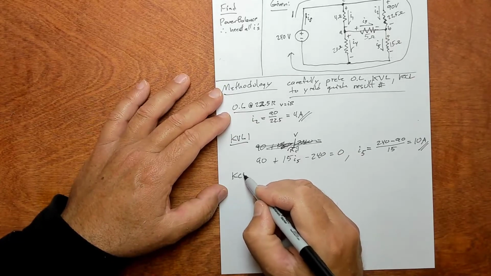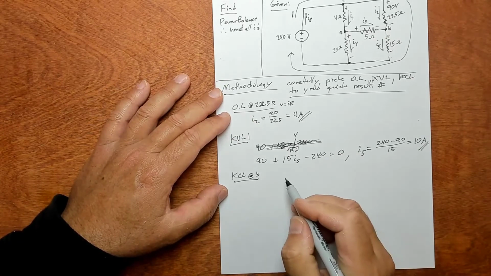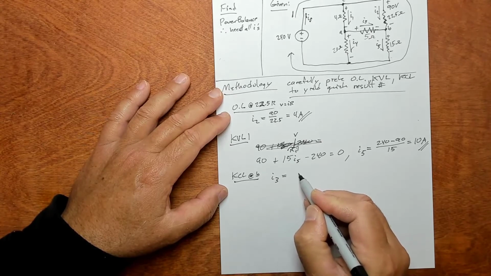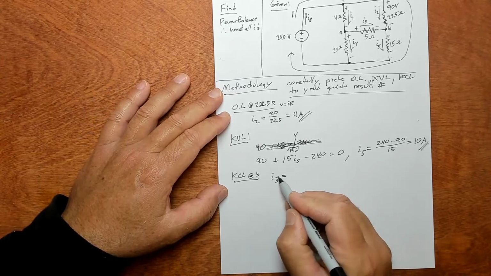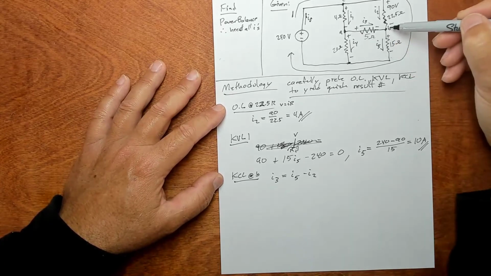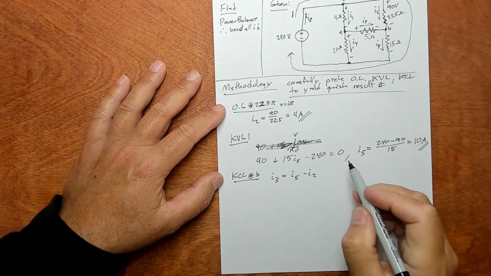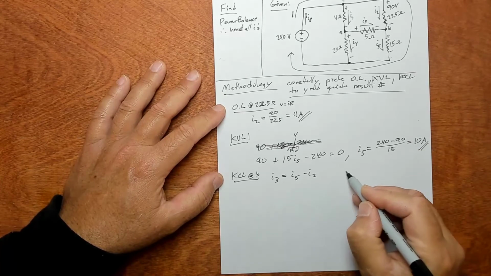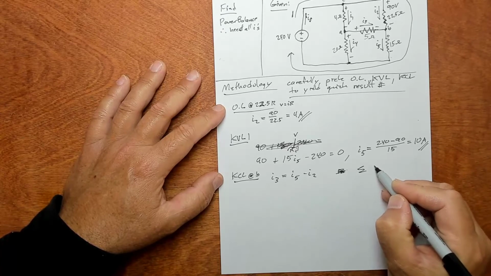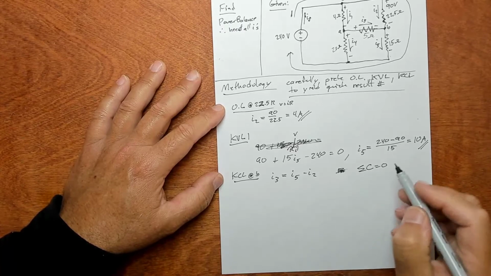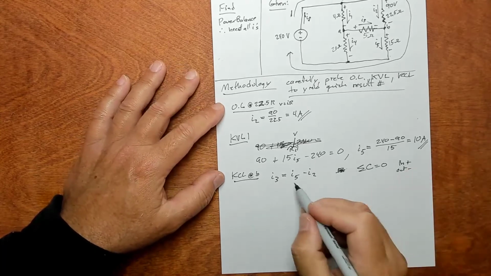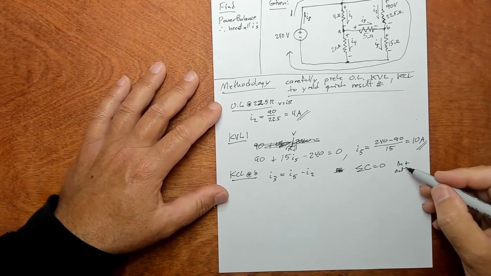So let's use KCL at node B. Basically, I3 must be I5 minus I2. I3 is I5 minus I2. If you don't like that, let's just do sum of the currents equals 0. And we'll do in is positive and out is negative. Let's do that.